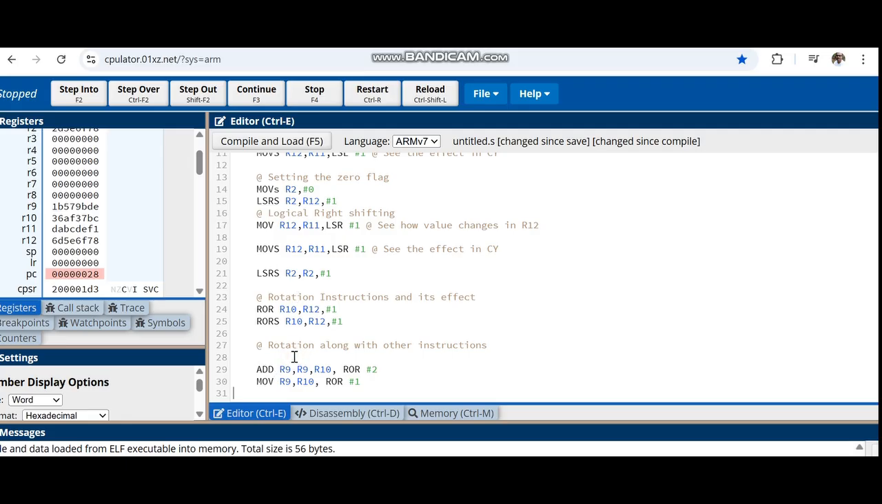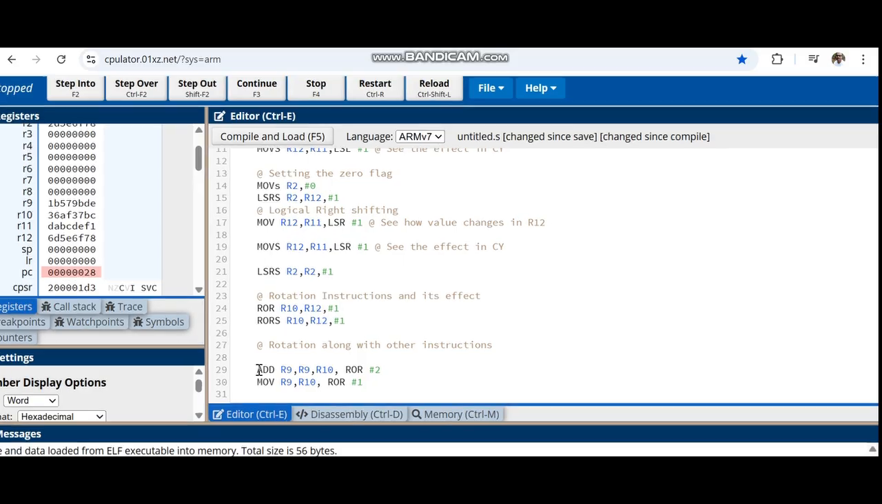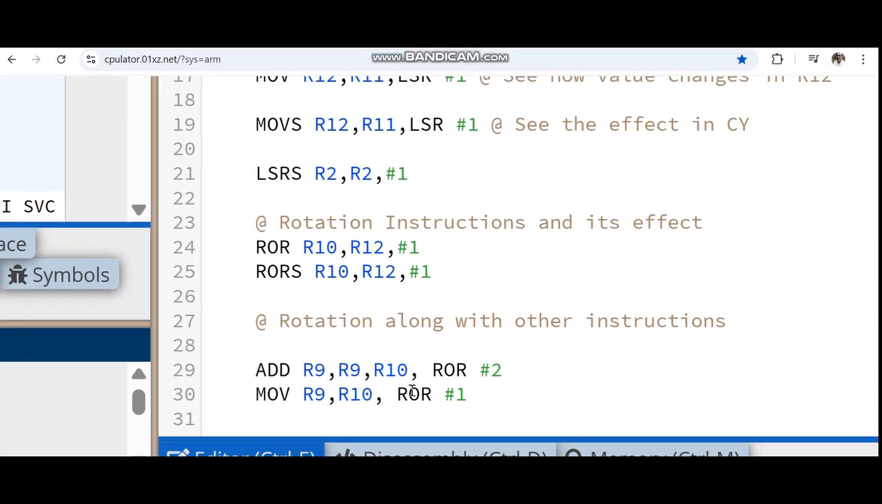Then the rest of this could be logical shift left, and the rotations also you could add along with other instructions. So if you look at this instruction, add R9, R9, R10, ROR #2, what this does is, R10 will be right rotated by 2 bits and then it will be added to R9 and R9 will be replaced with that value. So this corresponds to R9 equals R9 plus R10 right rotated by 2 bits. That is what will happen.